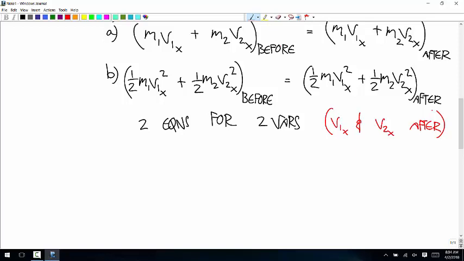So what are the two equations for elastic again? The m1 v1 and the 1/2. Those are the ones that you can see right at the top there. So let's just go through a couple of these problems.